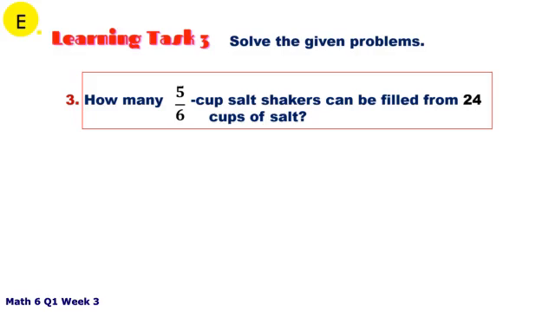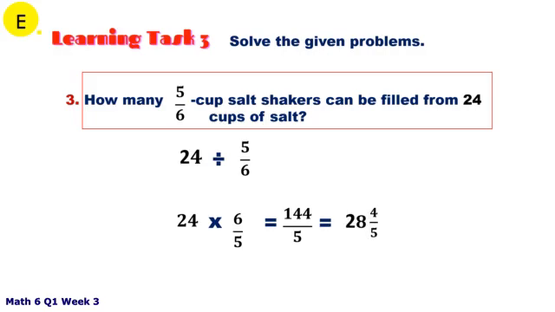Number 3. How many 5/6 cup salt shakers can be filled from 24 cups of salt? That is 24 divided by 5/6. The reciprocal for 5/6 is 6 over 5. Then, multiplication. 24 times 6 equals 144. Then, copy denominator 5. Change to mixed number, 28 and 4/5.